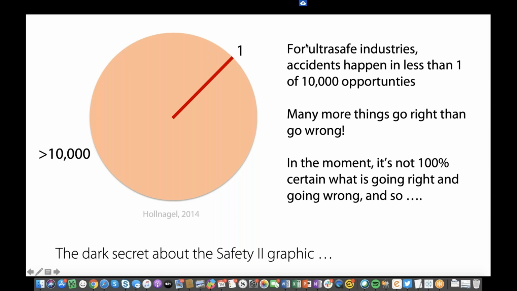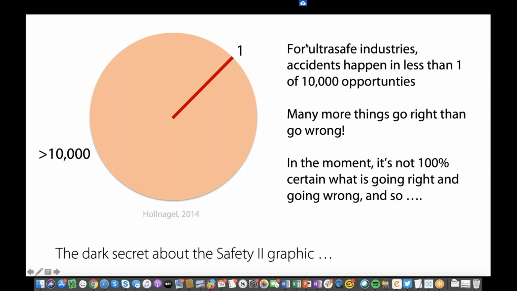But I think it's just a little too cute, because it's not just about what's going right. It's about what's going on, because in the moment, we're never going to be 100% sure if what we're seeing is going right or going wrong. We only know if it goes right or goes wrong after something goes wrong. So retrospectively, we can go back and say, oh, that was definitely wrong. Now, some things are more clear than others, but it's very difficult.